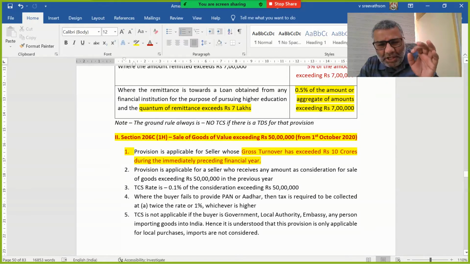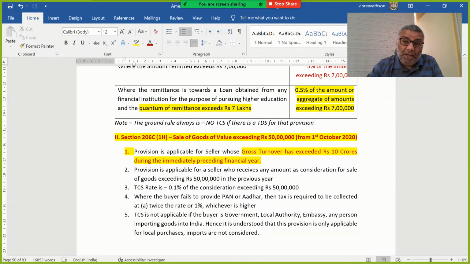So, the provision is for 2021; whether it is applicable or not depends upon your turnover of 1920. If in 1920 your gross turnover has exceeded 10 crores, then in 2021, 206C(1H) is applicable for you for financial year 2021.